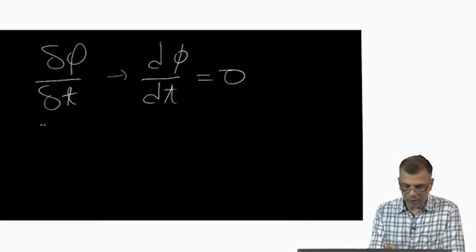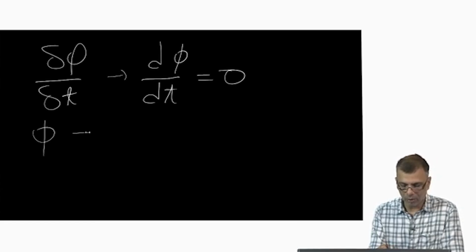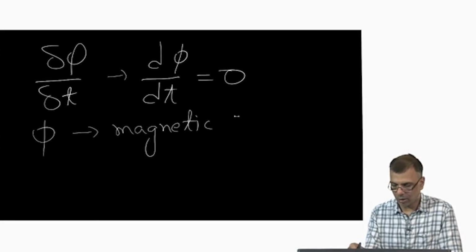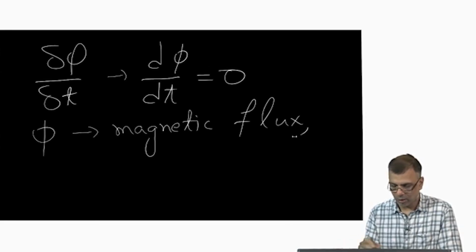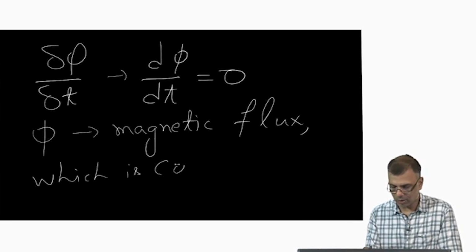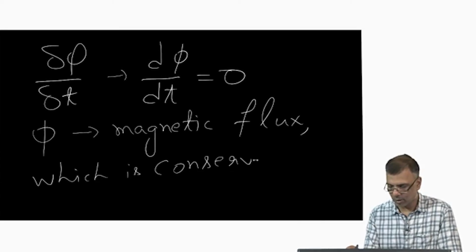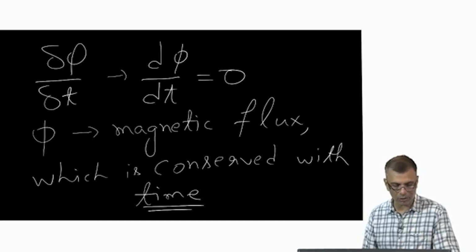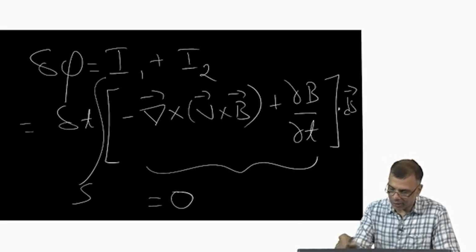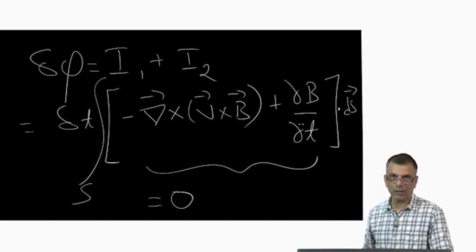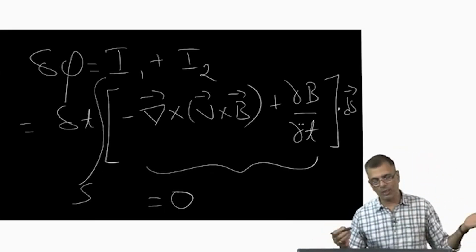So phi is the magnetic flux, which is conserved with time, and this is a direct consequence of the induction equation. This is a direct consequence of the fact that the integrand here is equal to 0. In other words, this is the induction equation and this is the integrand and it is equal to 0. So, there is no choice, the magnetic flux has no choice, it has to be conserved.